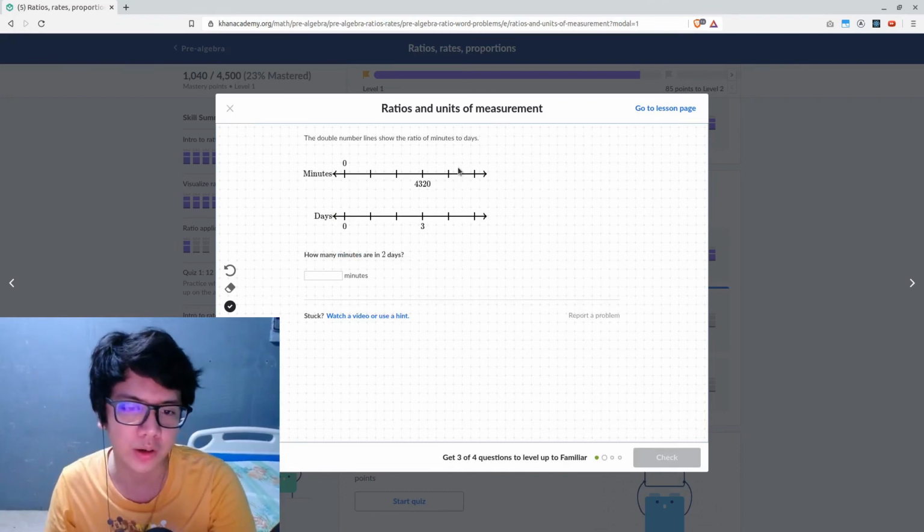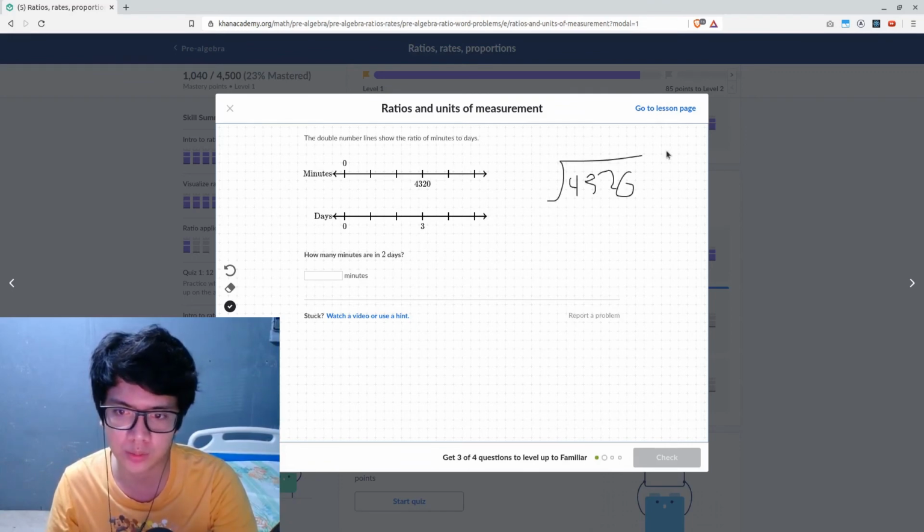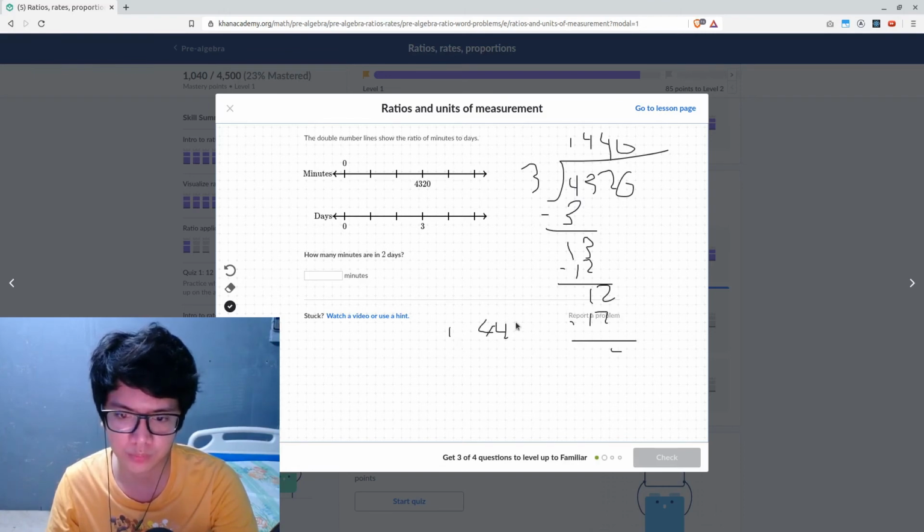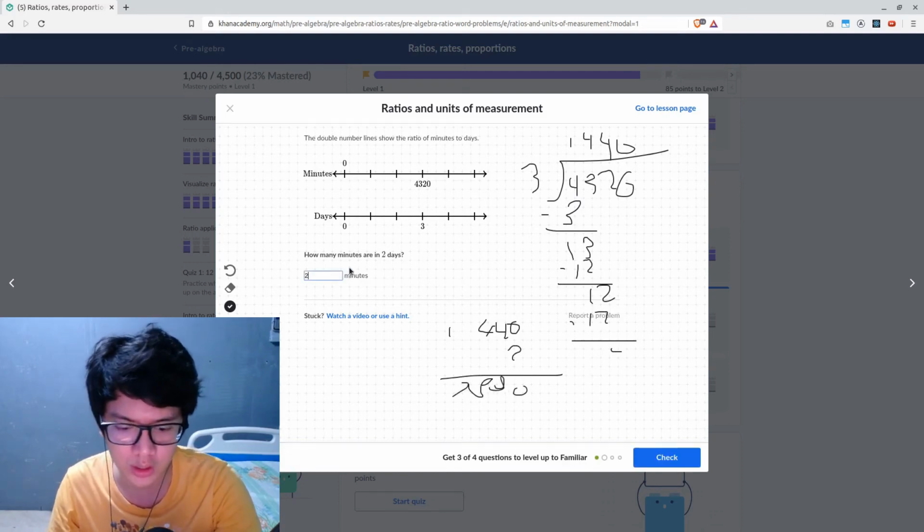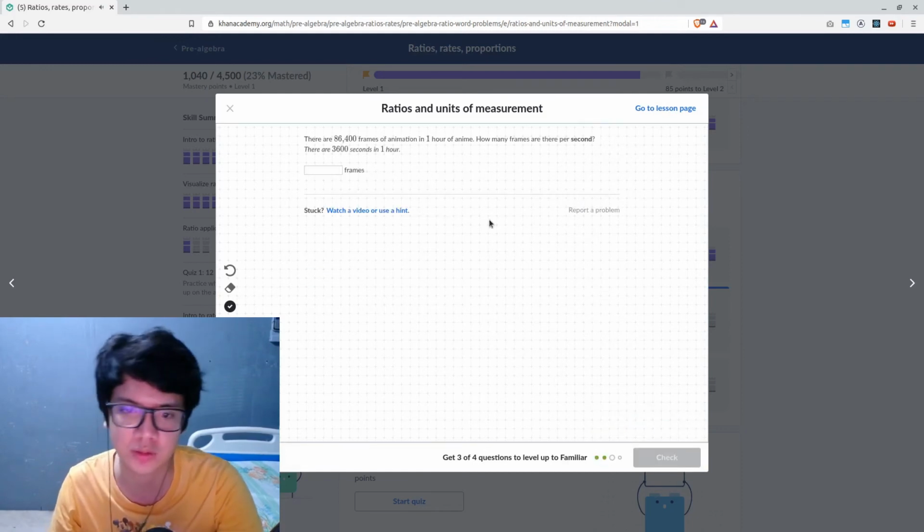How many minutes are in 2 days? Oh, okay, so let's divide 4, 3, 20 by 3 with 1, 3, 1, 13, 4, 12, 1, 2, 4, 12, 1, 40, 40, times 2, 0, 8, 8, 2, 8, 8 minutes.